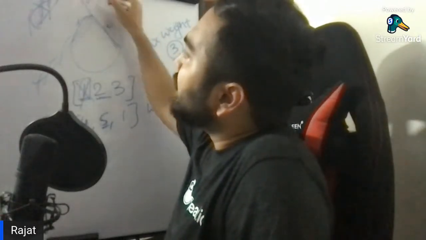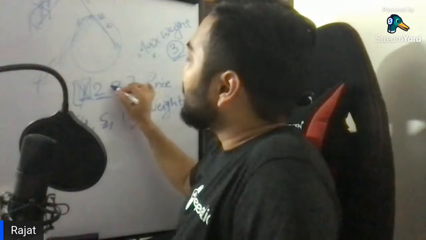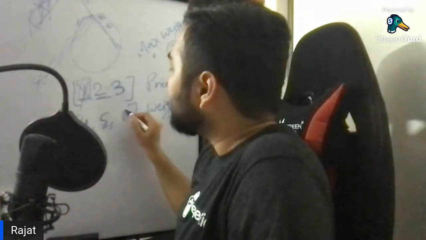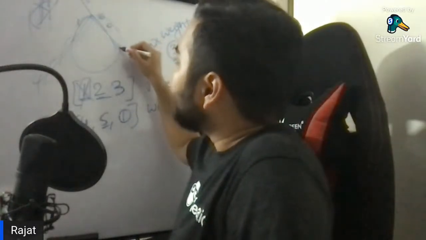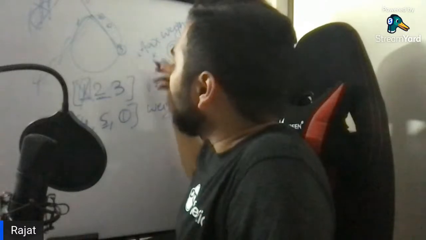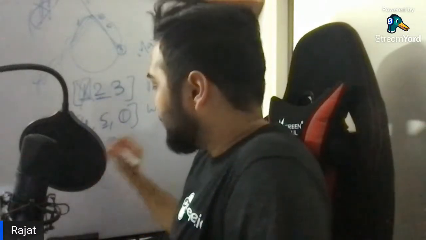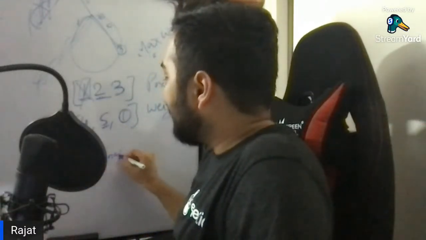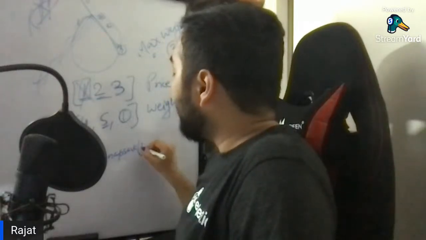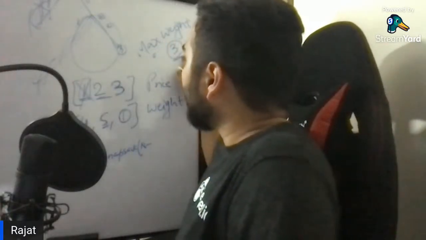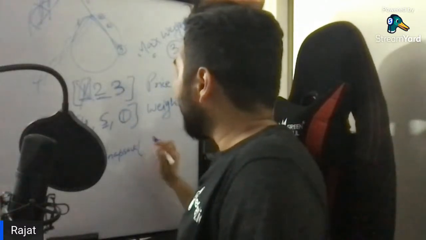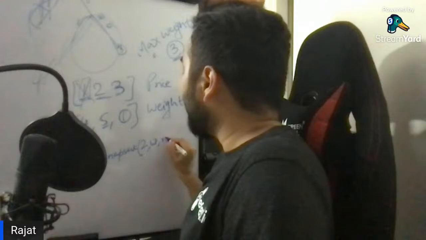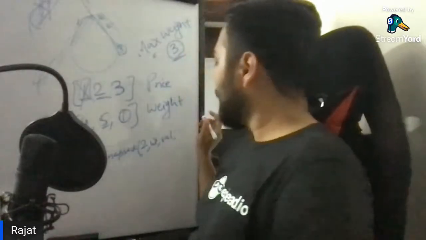So I did not choose 1. I did not choose 2. Now comes 3. Can I choose it? Yes, I can choose it because this value is less than maximum weight. So let me choose it. So if I choose 3, what is the value that gets added? 3 plus, now knapsack will be called with W minus, what was the W? 3 minus its weight. What is this weight? 1.